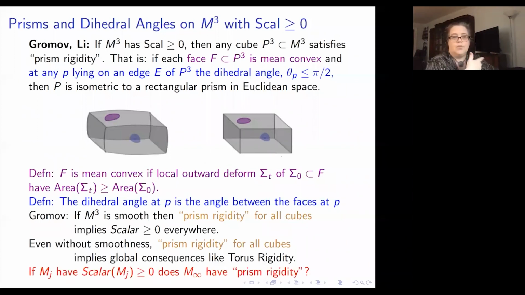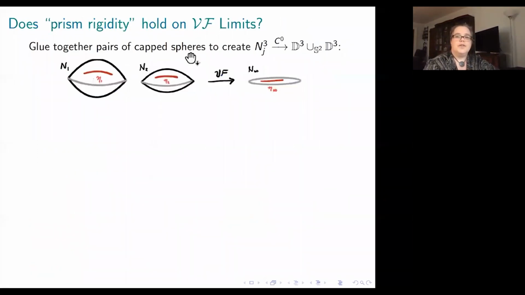So this is one reason why I put your name on the conjecture, because this was your suggestion, Misha, right? Yep. All right, so if scalar curvature of M_j is greater than or equal to 0, does M_infinity have prism rigidity? So does prism rigidity hold on volume preserving intrinsic flat limits?